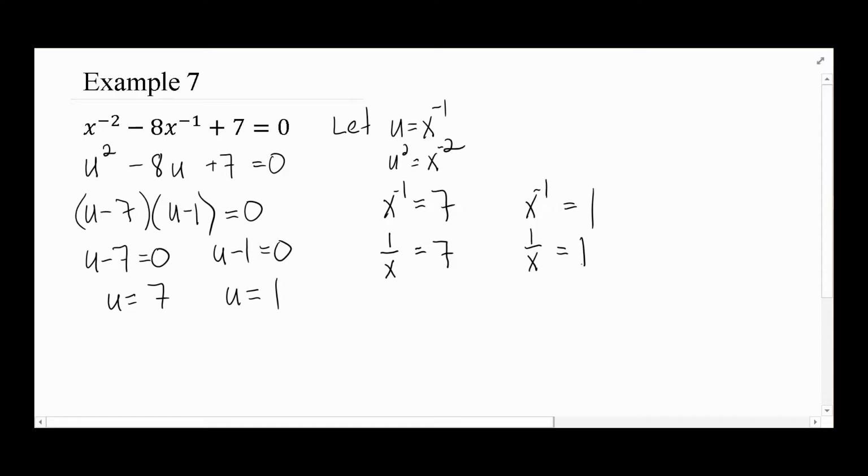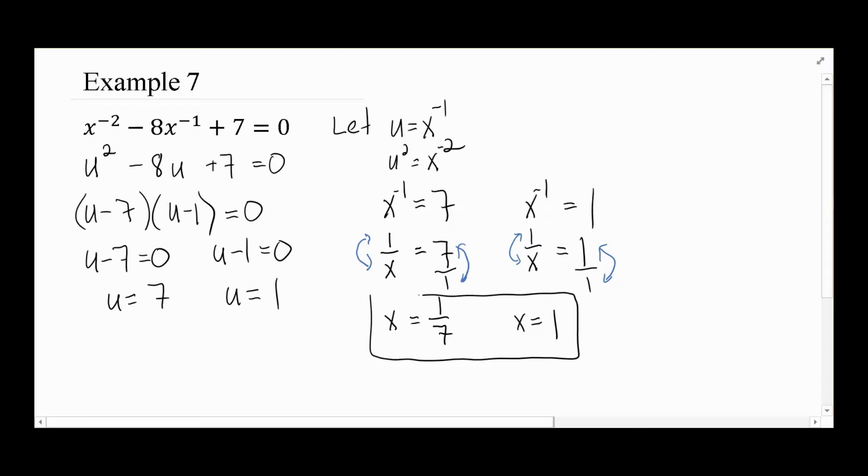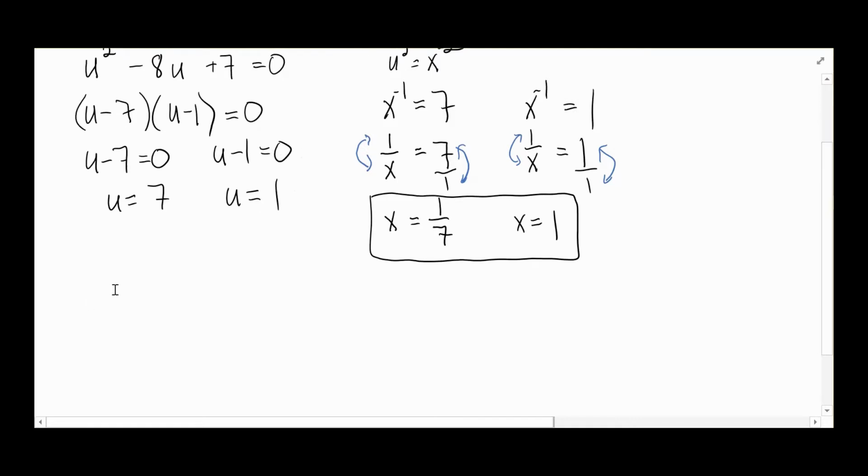How do we get the x by itself on the left? Well, one way to do that would be to take the reciprocal of both sides. Now the number 7 we can think about as 7 over 1. So when I take the reciprocal, I get 1/7. Over here, as I take the reciprocal of 1 over x, if you flip 1 over 1, you still got 1 over 1. So we get our two answers of 1/7 and 1. So that was one approach to solving this problem.